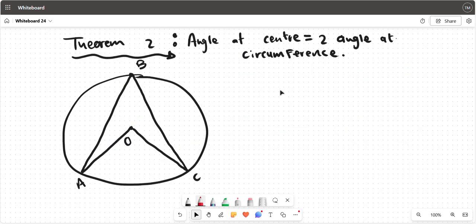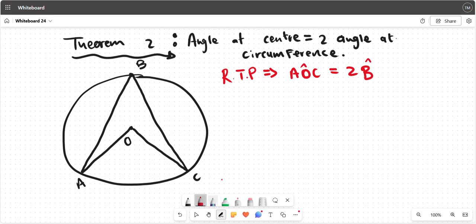Alright, so theorem 2 looks like this. The theorem says the angle at the center is equal to twice the angle at the circumference. Pictorially, it's saying that this angle here, if I times it by 2, I would get the angle at the center. So that's what this theorem is saying. What am I required to prove? I'm required to prove that angle AOC is equal to twice of angle B. That's what I'm required to prove.